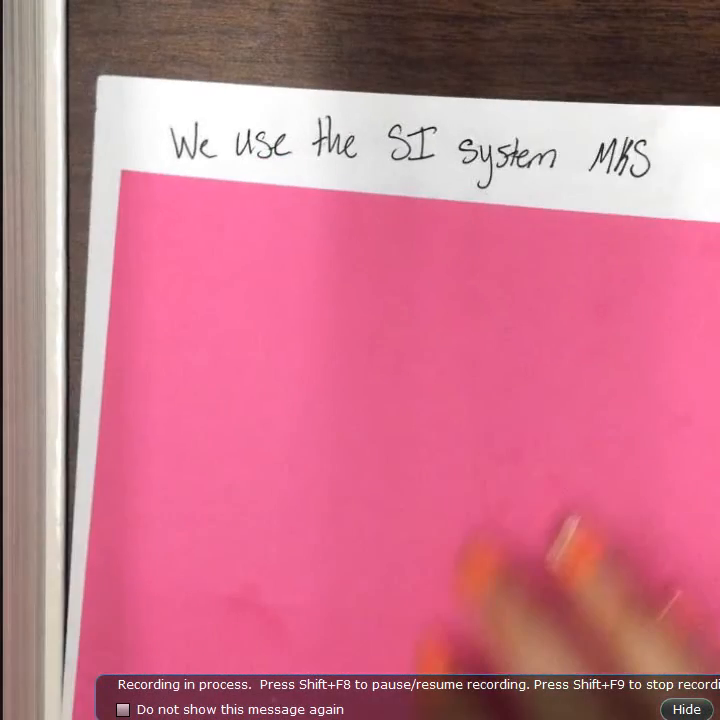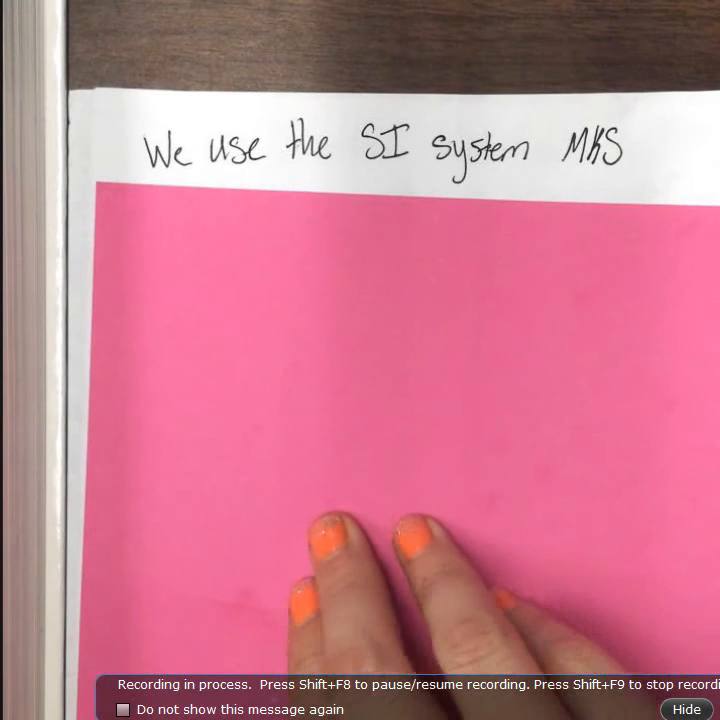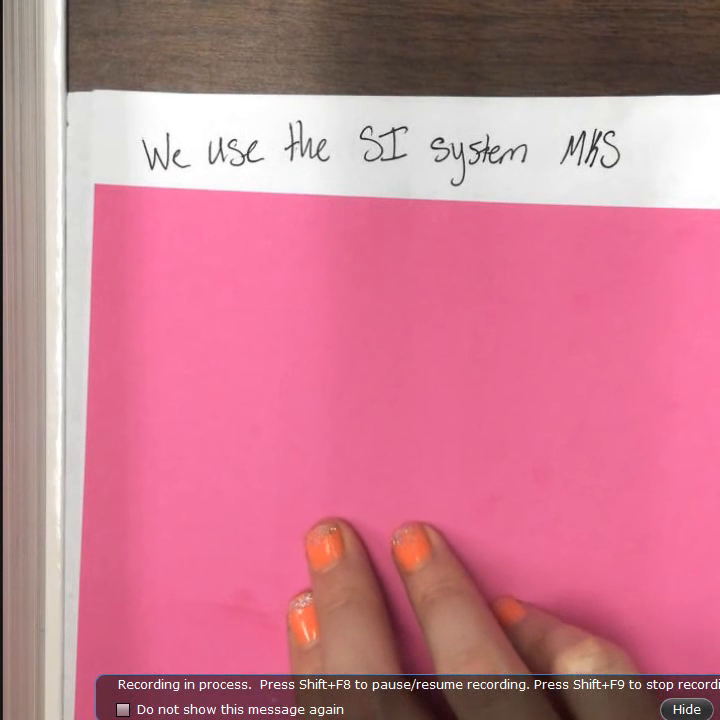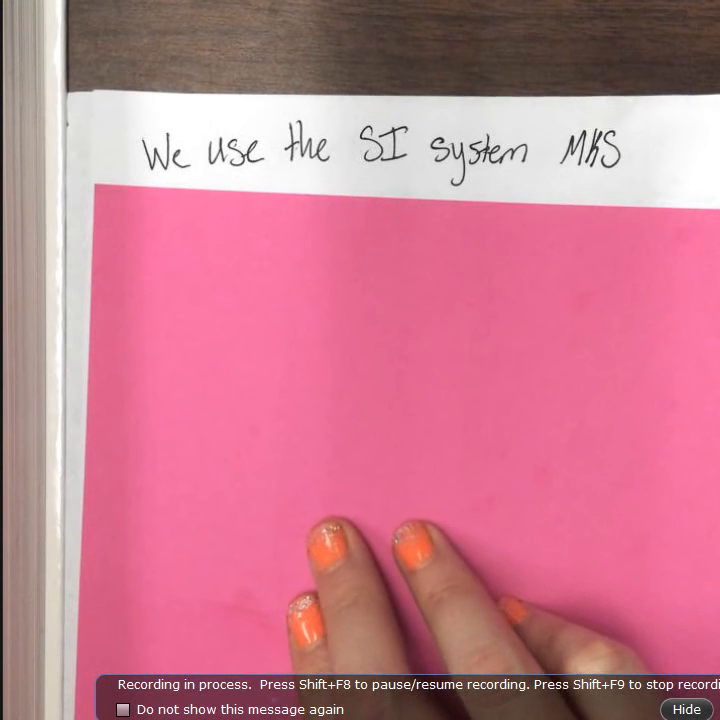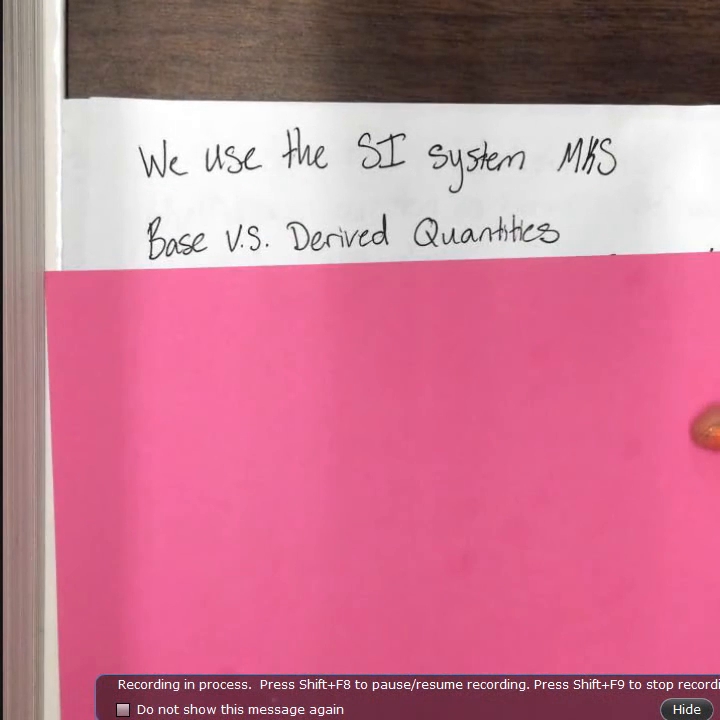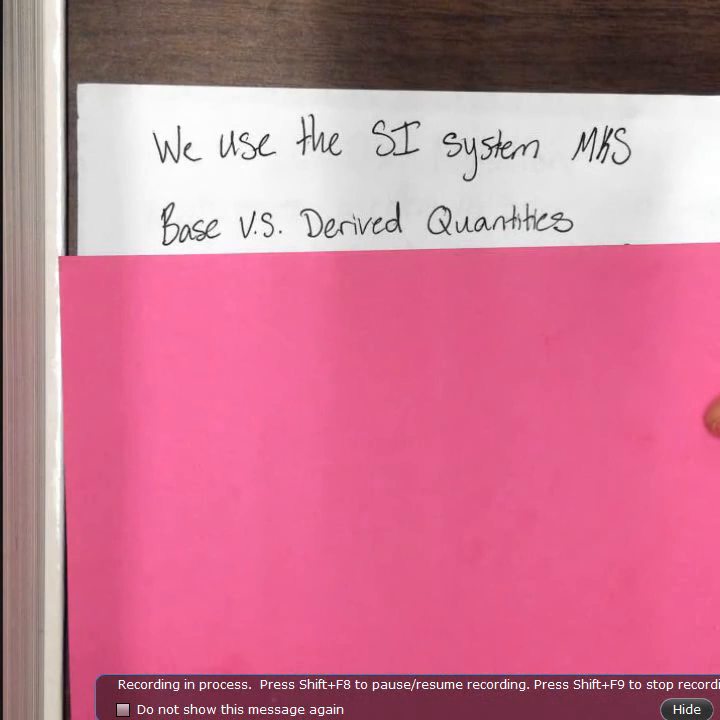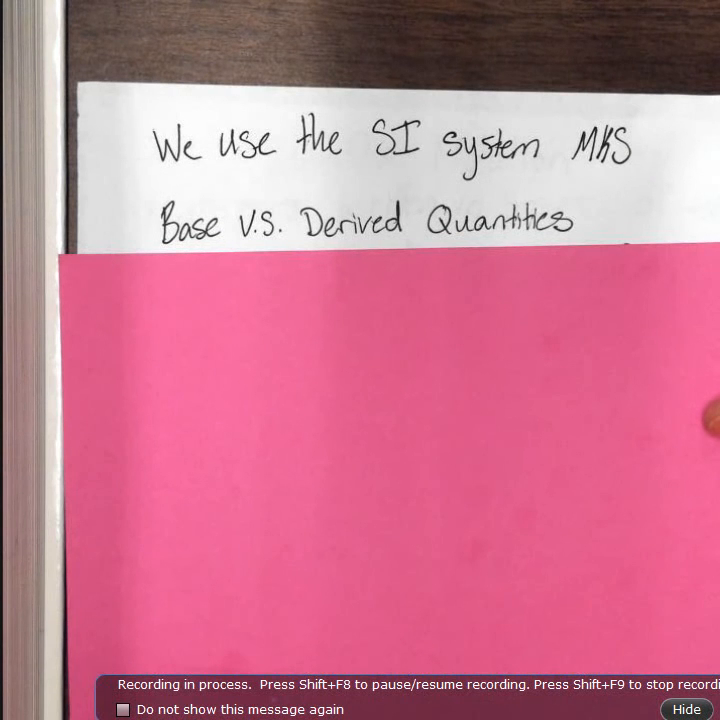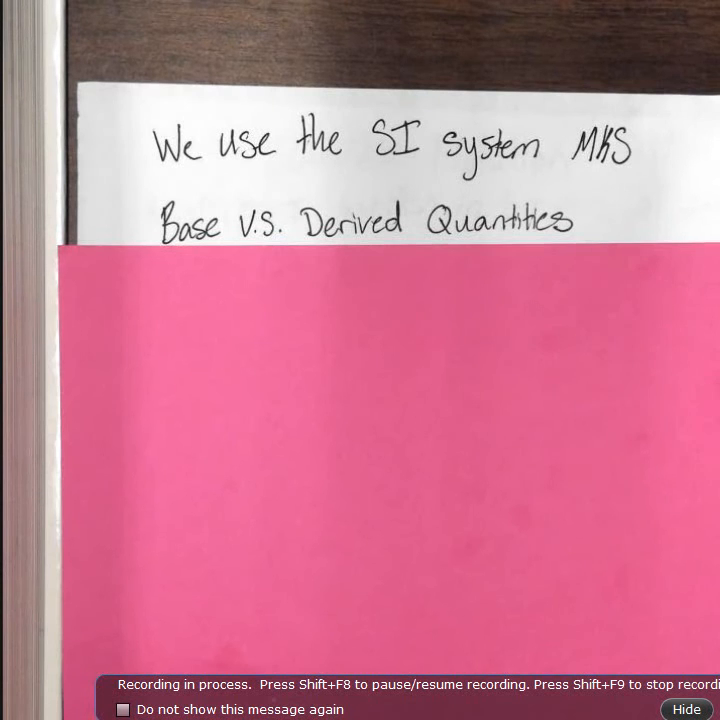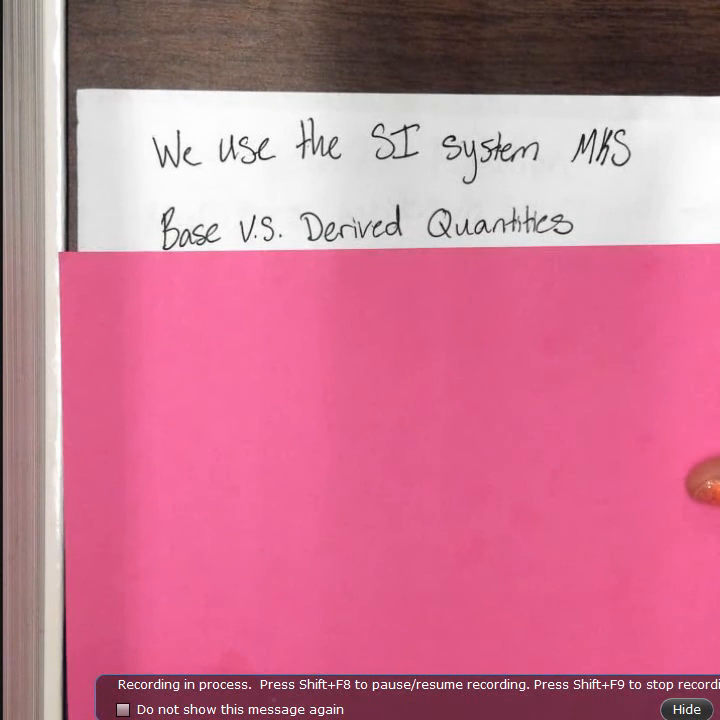So the values that I've given you come from the SI system. The SI system is sometimes also called the MKS system, where the M stands for meters, the K stands for kilograms, and the S stands for seconds. So that's the meter kilogram second system. All right, and in the SI system, there are base quantities and there are derived quantities, and we're going to take a look at what they are, because everything in the SI system comes from the MKS.